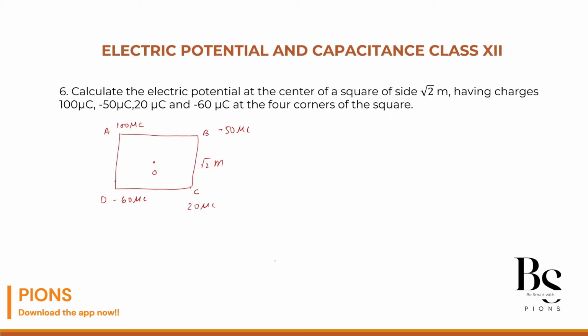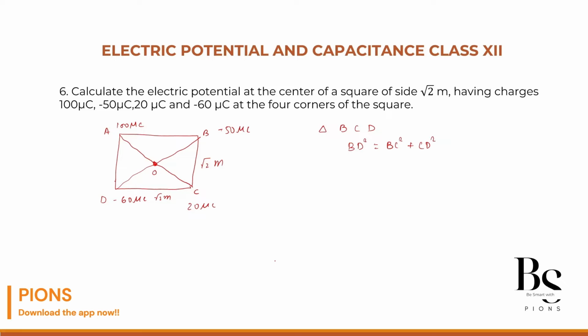first thing, we have to find potential at O due to A. So you need the separation OA, OB, OC, and OD. Correct? To find OA, OB, OC, OD, let's start with our basic geometry because it's a square and each side is root 2 meter. Let's take the triangle BCD.